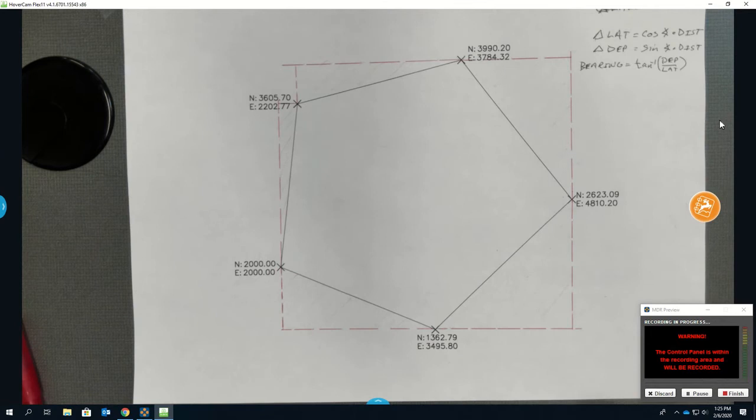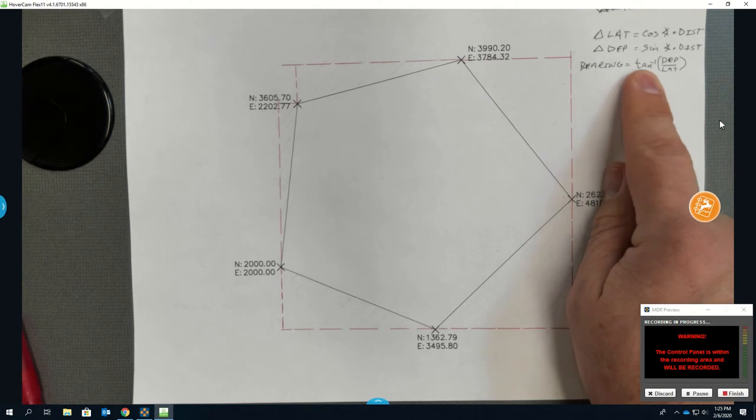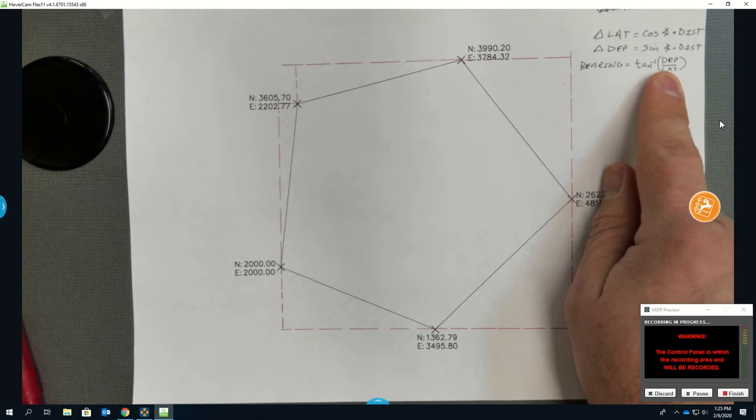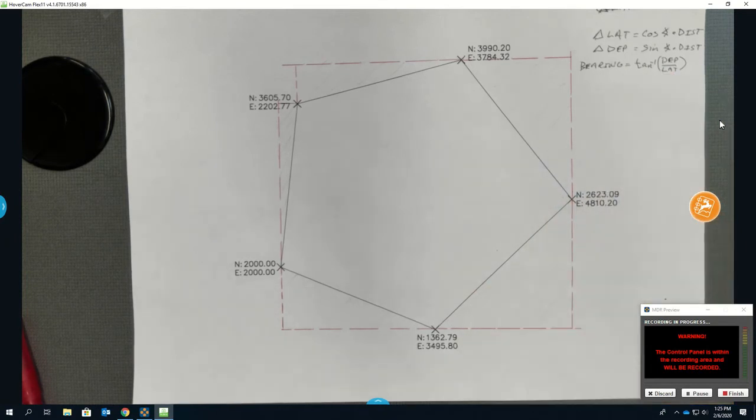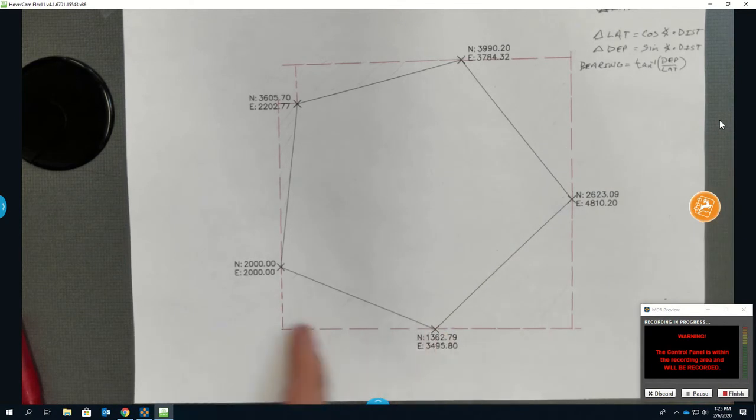All right, because I want to figure out the bearings between these, we're going to be using the bearing is the inverse tangent of the departure over the latitude. So my first one, I'm going to tackle this one right here. We're going to need to figure out the change in departure and change in latitude.